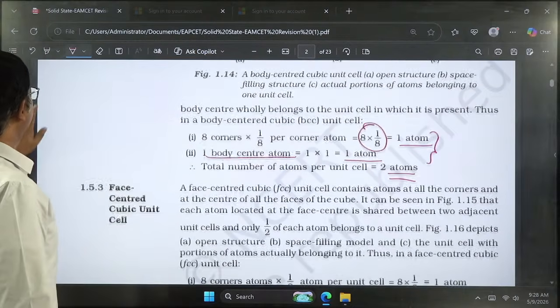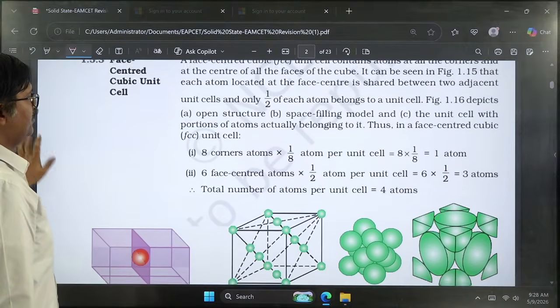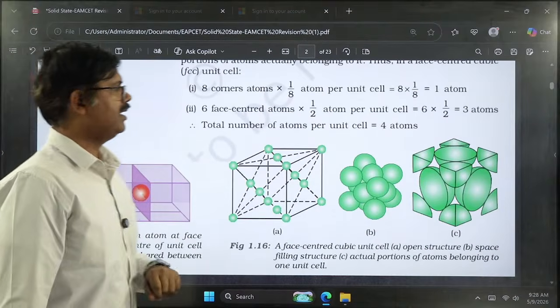Next, third, face centered. As I already explained, face centered has corners plus the center of the faces.